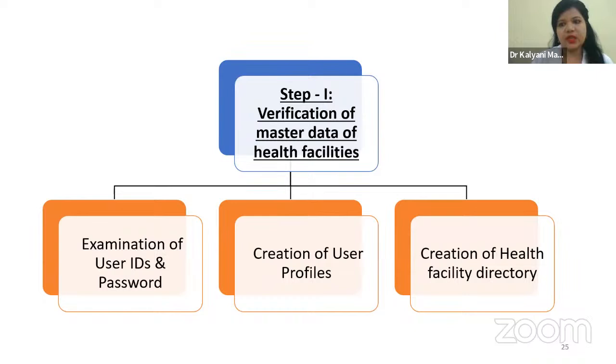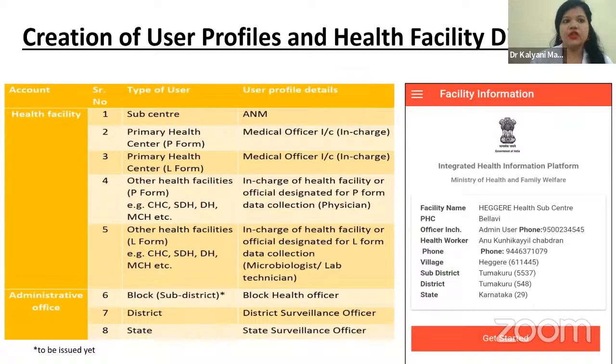The first one is examination of user IDs and passwords, then creation of user profiles and creation of the health facility directory. This shows the creation of user profiles and health facility directory. There are 8 types of users, including the RRT users and the admin users. Here we can see that in a subcenter, the user profile of the ANM has to be created. Similarly, in a primary health center, which uses a P form or L form, the user profile of the medical officer in charge has to be created.